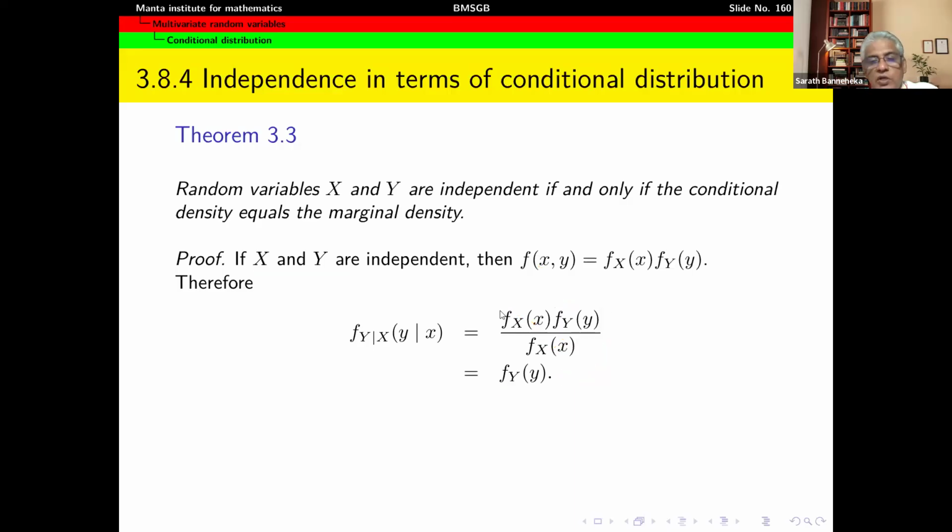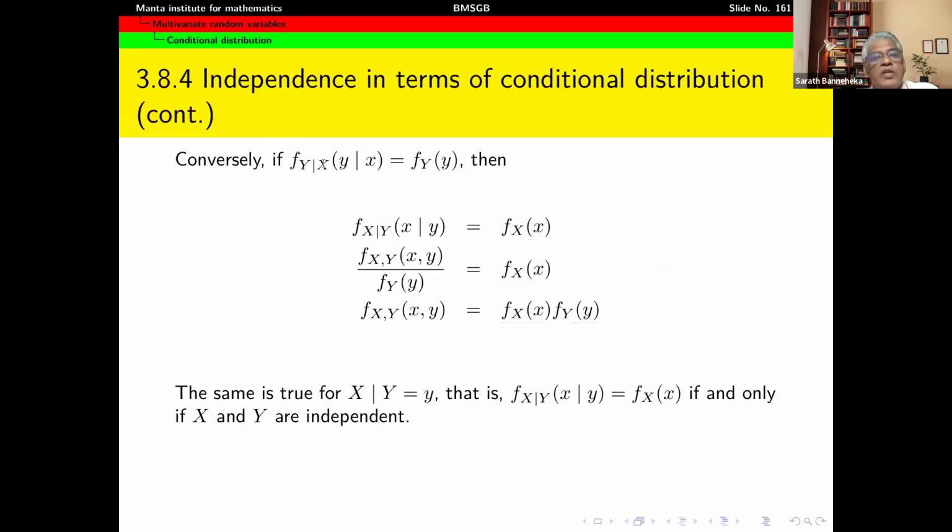So here we have shown it in one direction. We can easily show it in the other direction also. Now, if this condition is satisfied, then we can look at that thing by expanding using the definition, and you will see that this joint density function is equal to the product of the marginals, right? So if this condition happens, then this happens, which is again the definition of independence, right? So therefore, it's very clear.